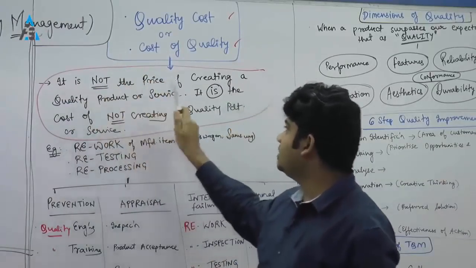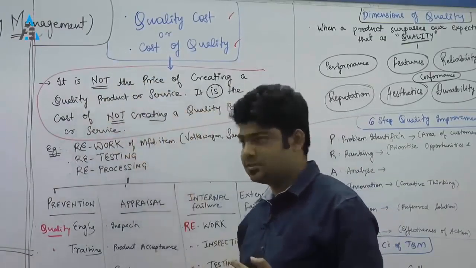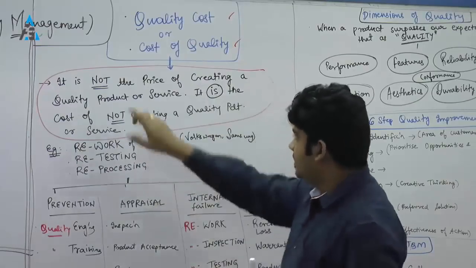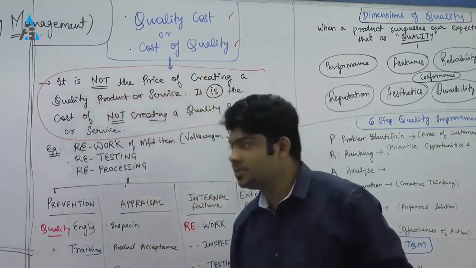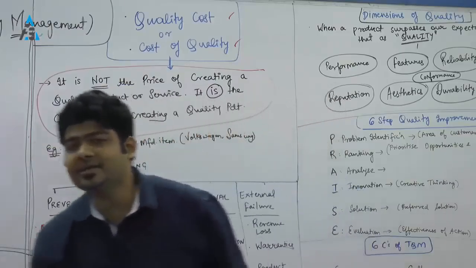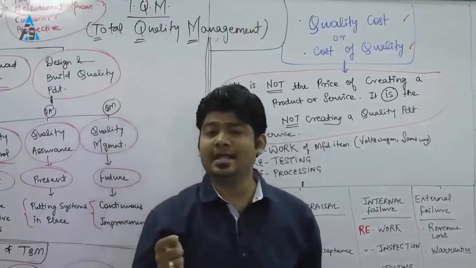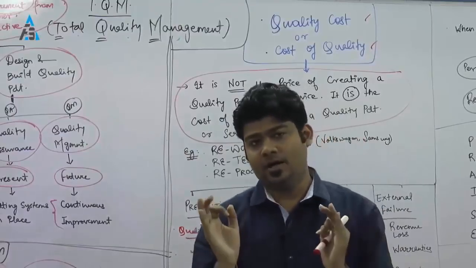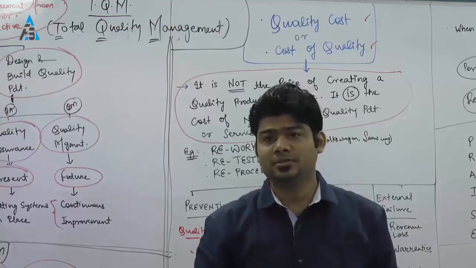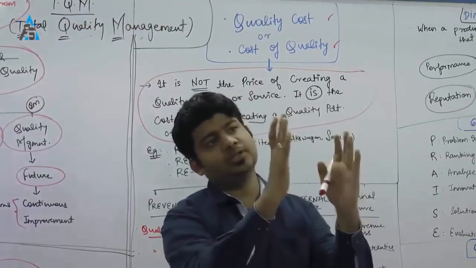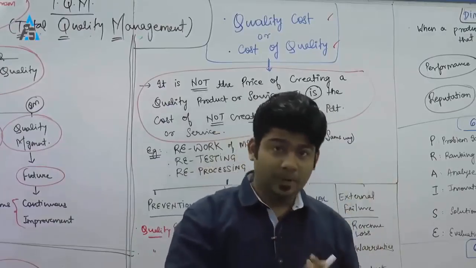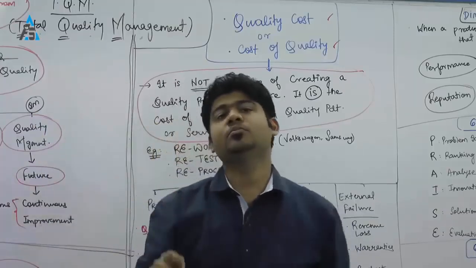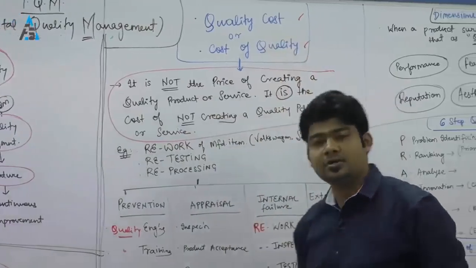Applying TQM is not the price of creating a quality product or service. It is the cost of not creating a quality product or service. Sir, what is confusing? It is not the price of creating a quality product or service. It is the cost of not creating a quality product or service. If I have not made a quality product, then the penalty or loss I will have to bear because of that is basically my quality cost, not the cost that I am going to put in to ensure that the quality product is made. Yes, that is there, that is given. But if that quality is not given, then the cost arising because of that is the most crucial aspect of my quality cost or cost of quality.